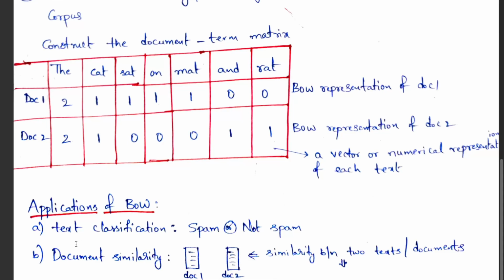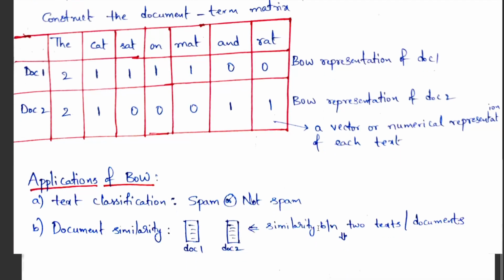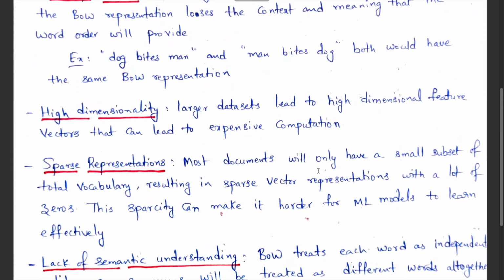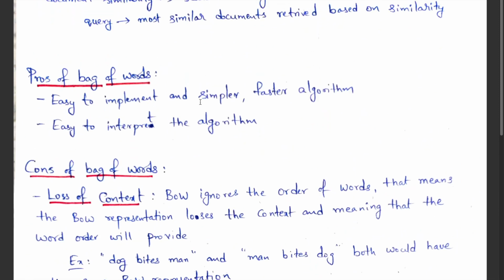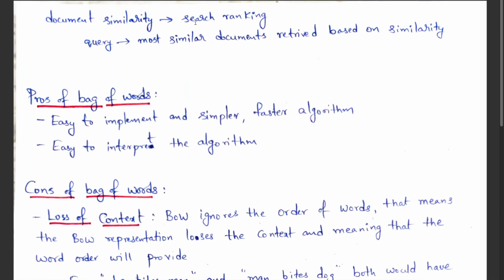Similarly, we can also use it for document similarity calculation. So let's say we have two documents, document 1 and document 2, with some text. We could get the bag of words representation like this in vector form, and we could calculate the similarity between the two vectors by using the cosine similarity, and depending upon that score we can determine how similar the two documents are. So this document similarity could be used in applications like search ranking.